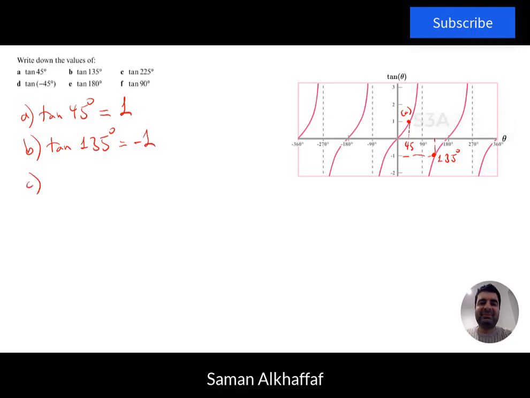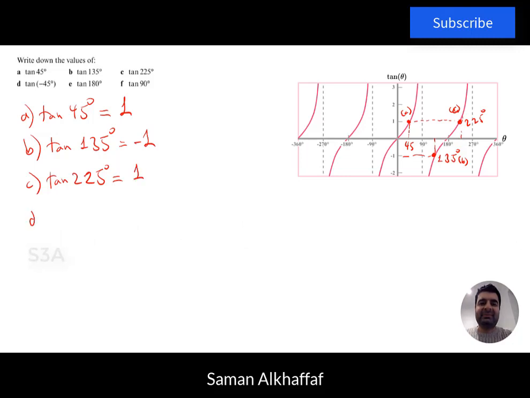Now we look at part C. So that's tan of 225 degrees. 225 degrees will be somewhere here, and that will tell us that it will be again 1. So that's part B, and this is part C, and that's 225 degrees. So our answer will be 1.